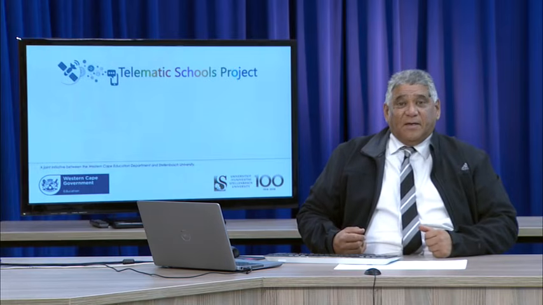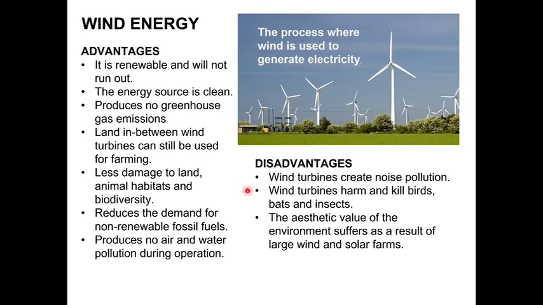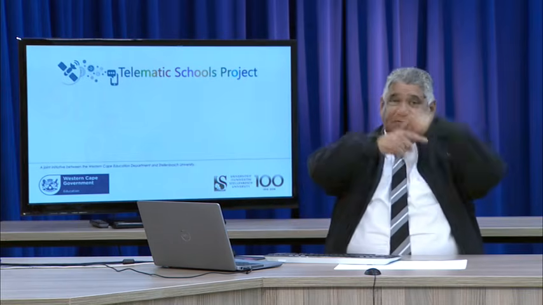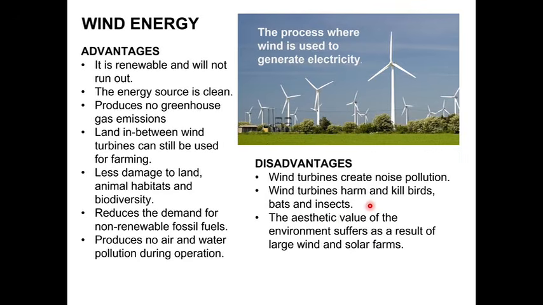But it's got a few disadvantages. Now, if you weigh the two, you will see which one is better in comparison with a thermal, coal-fired power station. Have a look at this. The disadvantages: wind turbines create noise pollution. Remember, these things spin, right? So they are quite noisy. Wind turbines harm and kill birds, bats, and insects. You know, as these things are spinning and a bird flies, it can kill them, right?